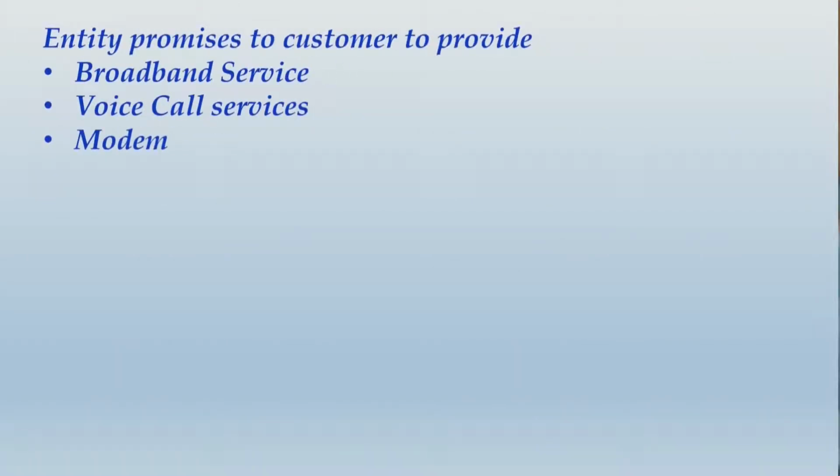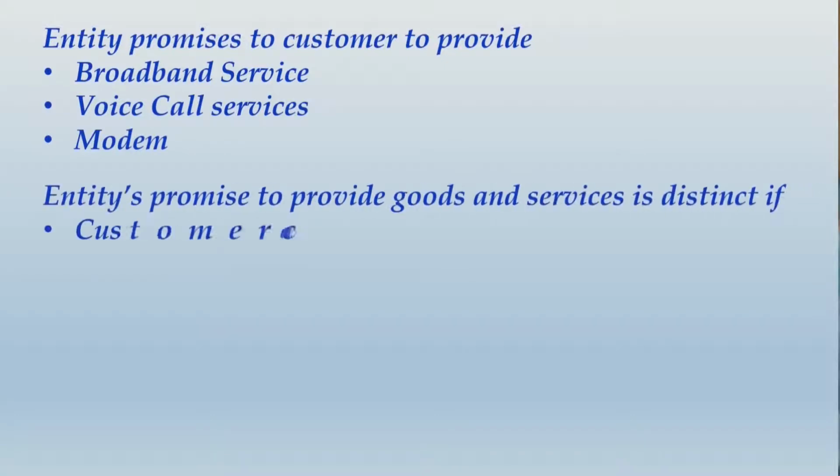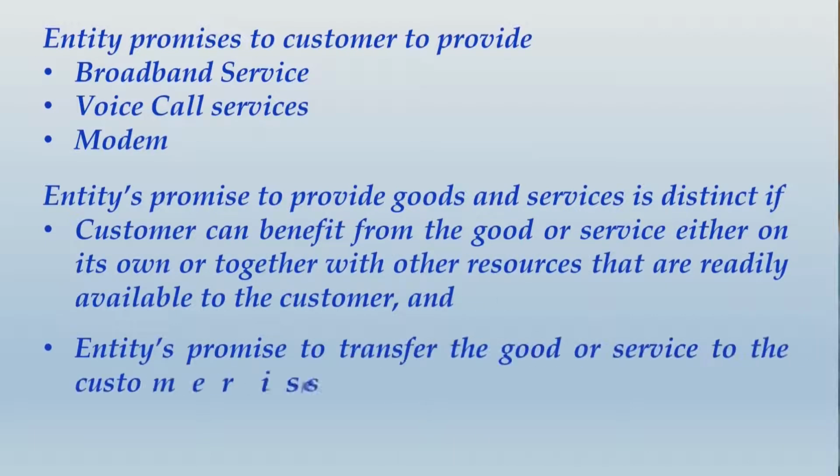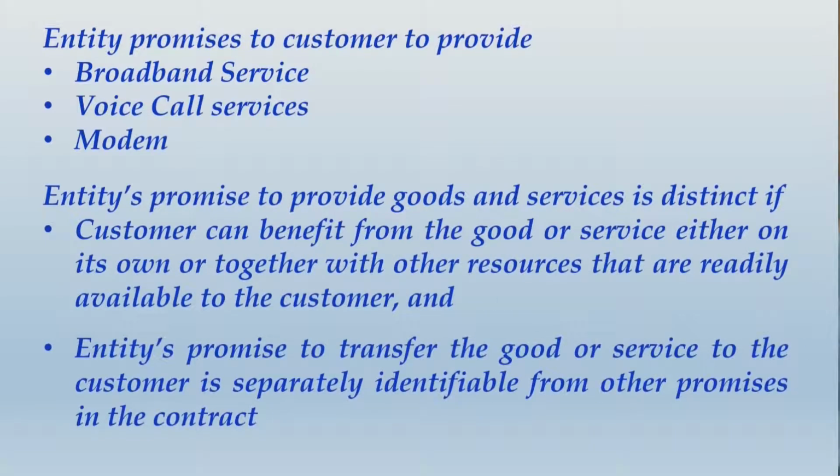In your answer, you first write that the entity promises to the customer to provide broadband service, voice call services and modem. Entity's promise to provide goods and services is distinct if the customer can benefit from the good or service either on its own or together with other resources that are readily available to the customer. And the entity's promise to transfer the good or service to the customer is separately identifiable from other promises in the contract. So first write up this much and then I take you ahead.